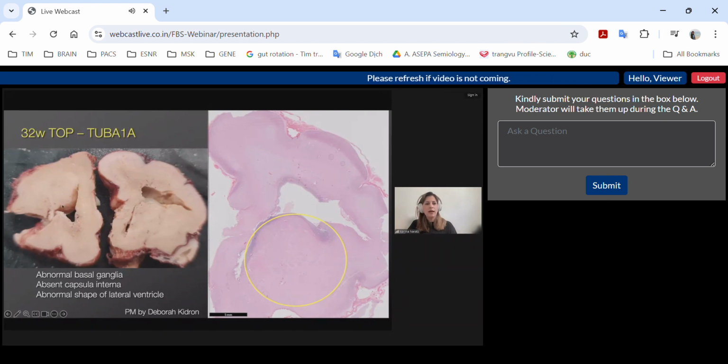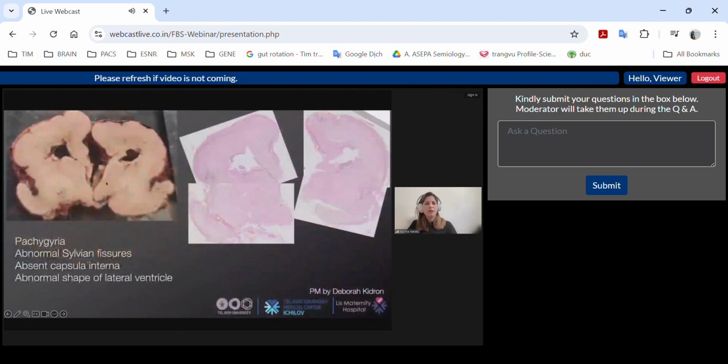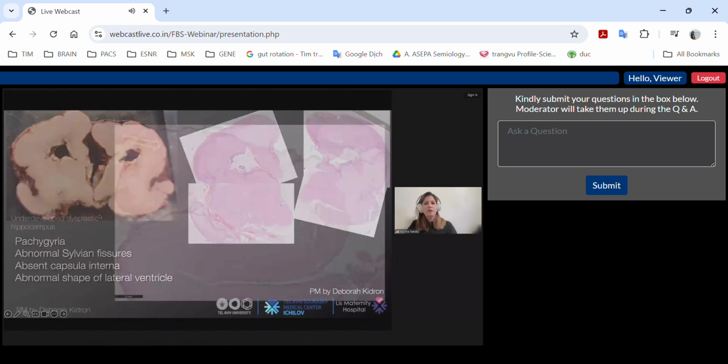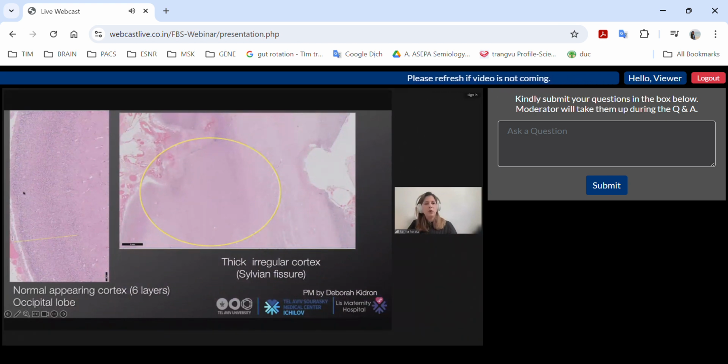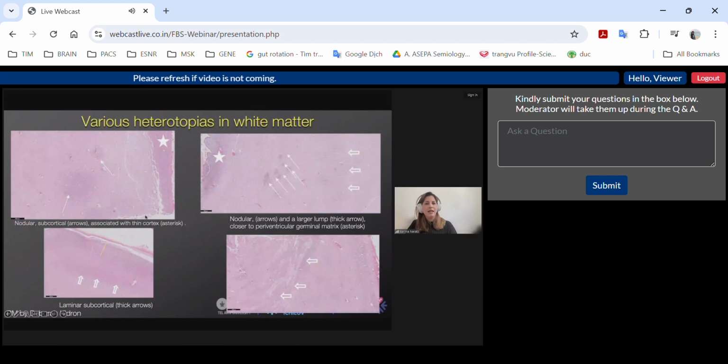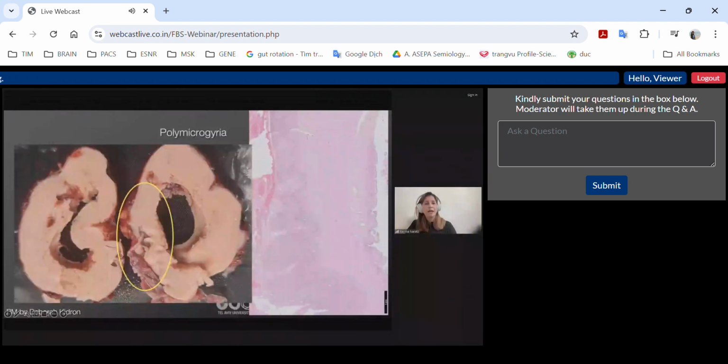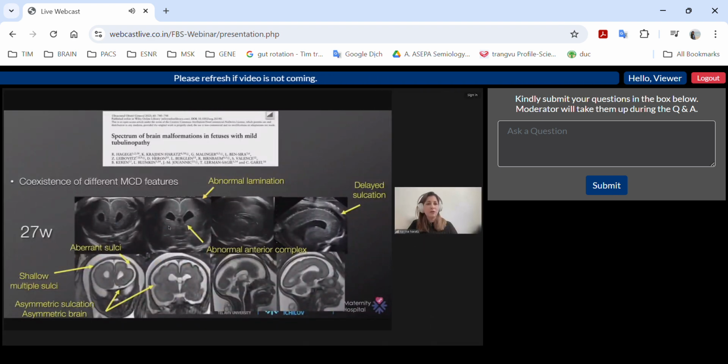And this is the case of TUBA1A with abnormal basal ganglia, abnormal capsula interna, abnormal shape of the lateral ventricle, pachygyria, abnormal sylvian fissures, and you see here, abnormal shape of the lateral ventricle, abnormal hippocampal structures, places with completely normal appearing cortex, other places with thick irregular cortex, which would be lissencephalic, and places with heterotopias of all types, nodular and band heterotopias of all types, and also places with polymicrogyria. So in tubulinopathies, because the problem is very, very basic in the brain development, different types of malformations of cortical development can coexist in the same fetus.